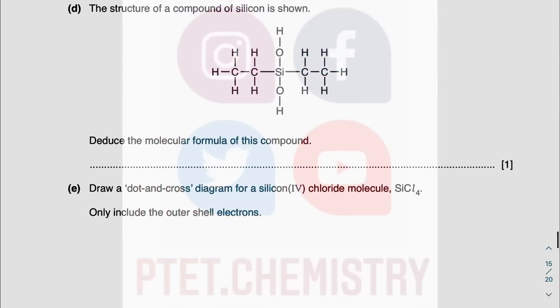Structure of a compound of silicon. Deduce the molecular formula. So total up the number of atoms in one molecule of the substance. There's the definition of molecular formula. Carbon, 1, 2, 3, 4. Hydrogen, 1, 2, 3, 4, 5, 6, 7, 8, 9, 10, 11, 12. Oxygen, O2, 2 oxygen there, and don't forget the silicon.